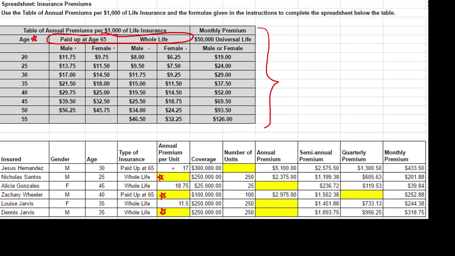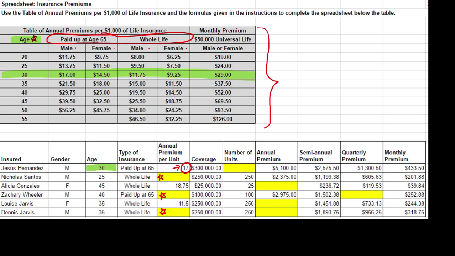You can see that it's already been done for Jesus Hernandez, for example. So let's take a look at the table and see how we arrived at 17 for this answer. First of all, remember that we need to know the three pieces of information that designate this person's premium. The first thing we want to know is a person's age. If I look at Jesus Hernandez, I see that his age is 30. So I'm going to highlight 30, this entire row. And I know that one of these cells that I've highlighted is going to end up being his annual premium.